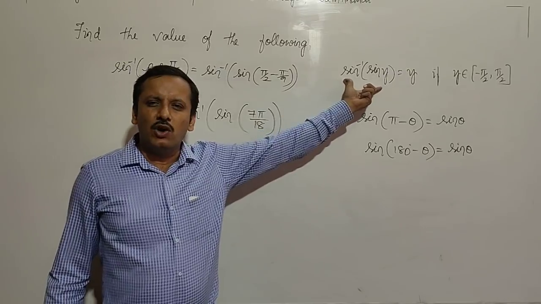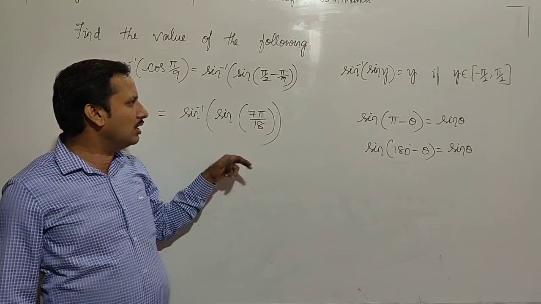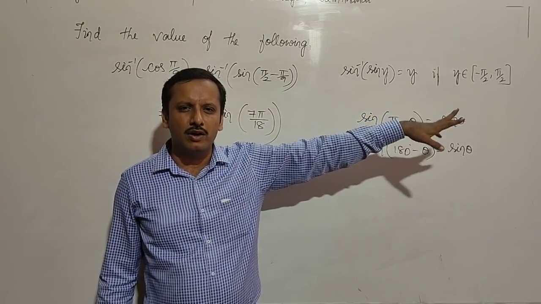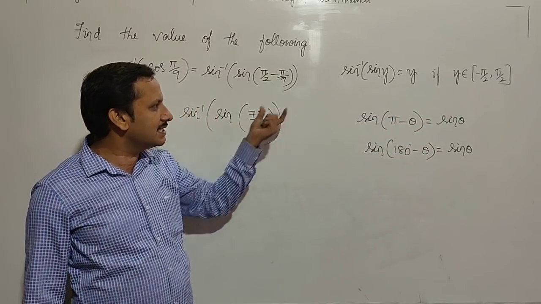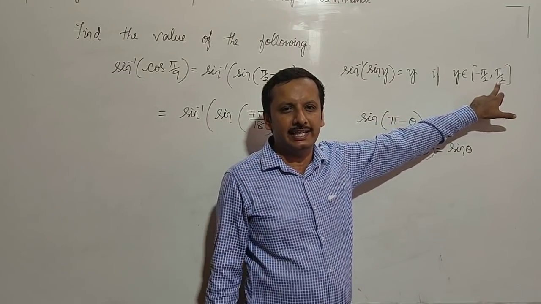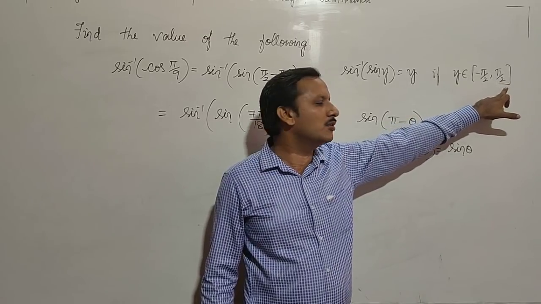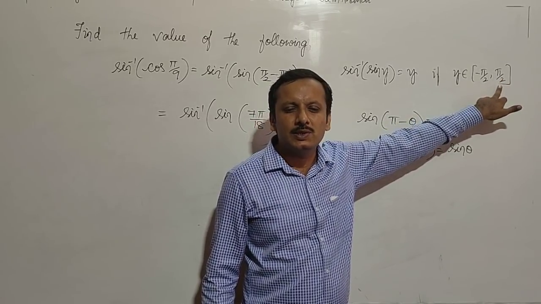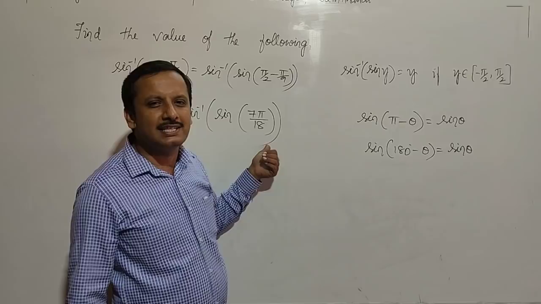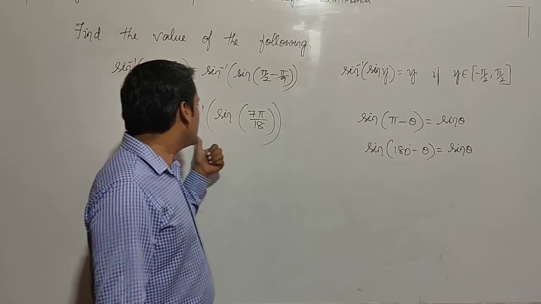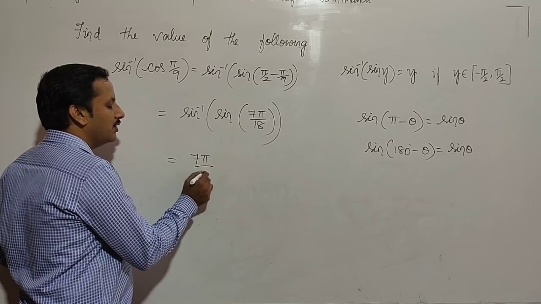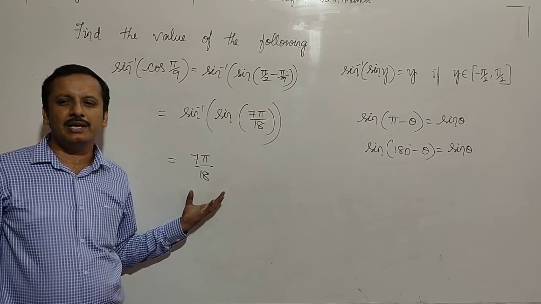Now it's already in this form, sine inverse of sine y. The only question is whether this y lies between minus pi by 2 and pi by 2 or not. The answer is yes, it does lie in that interval, because pi by 2 can also be written as 9 pi by 18. Pi by 2, multiply and divide by 9, both numerator and denominator. Pi by 2 is also equal to 9 pi by 18, whereas here we have 7 pi by 18, so clearly less than pi by 2. It lies in that interval. So we can still use that formula, sine inverse of sine y is equal to y, which will give you the answer as 7 pi by 18.